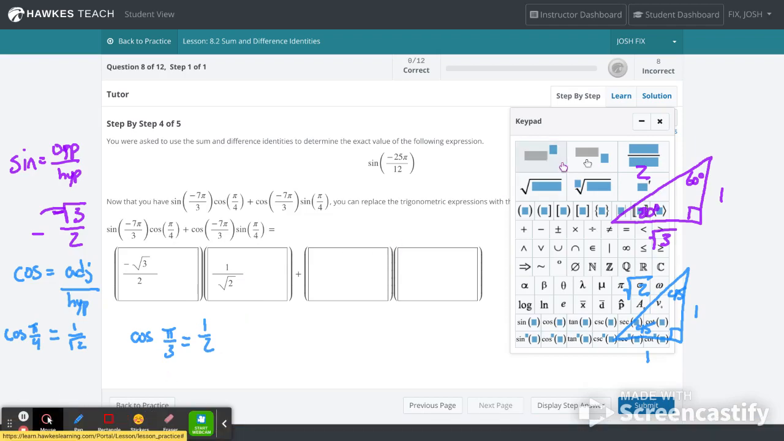So in here we would have 1 over 2. And then for the next one, we would have the sine of pi over 4. And so pi over 4 would be opposite. So that'd be 1 over the square root of 2. So we come back inside of here, and we type in 1 over the square root of 2.